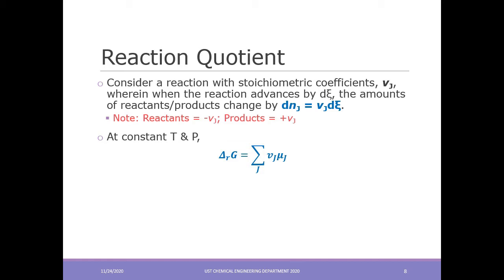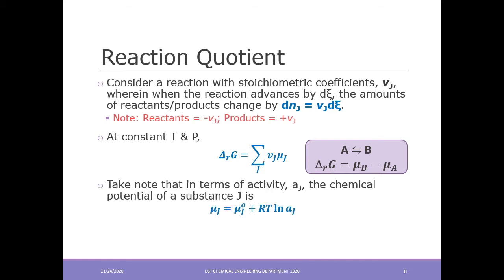Recall that for the simple equilibrium reaction of A to B, delta G sub R also followed this equation. Now, to make progress in this derivation, we introduce the relationship of the chemical potential and activity of substance J as shown in this equation. When this is substituted to the equation of delta G sub R, the resulting expression becomes this.